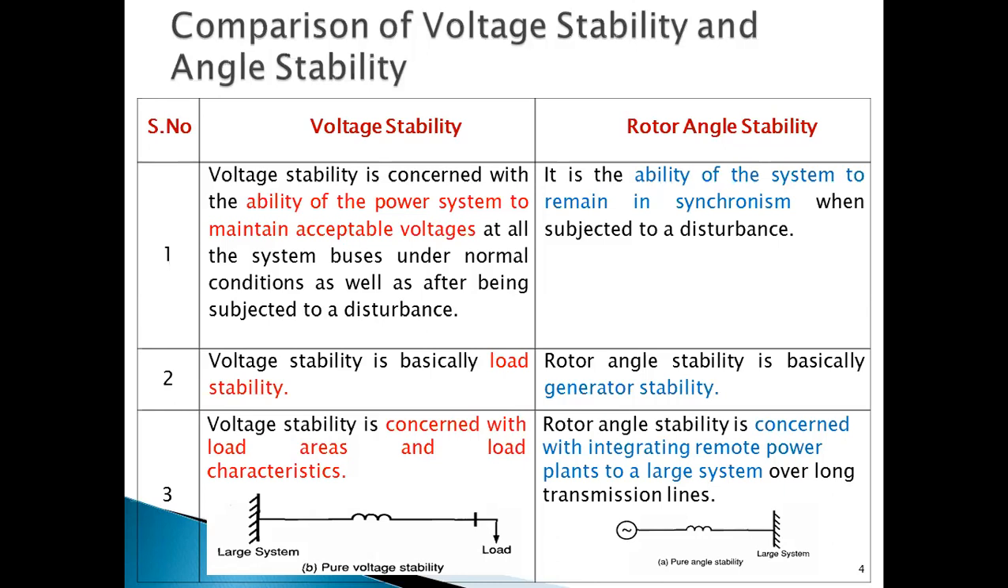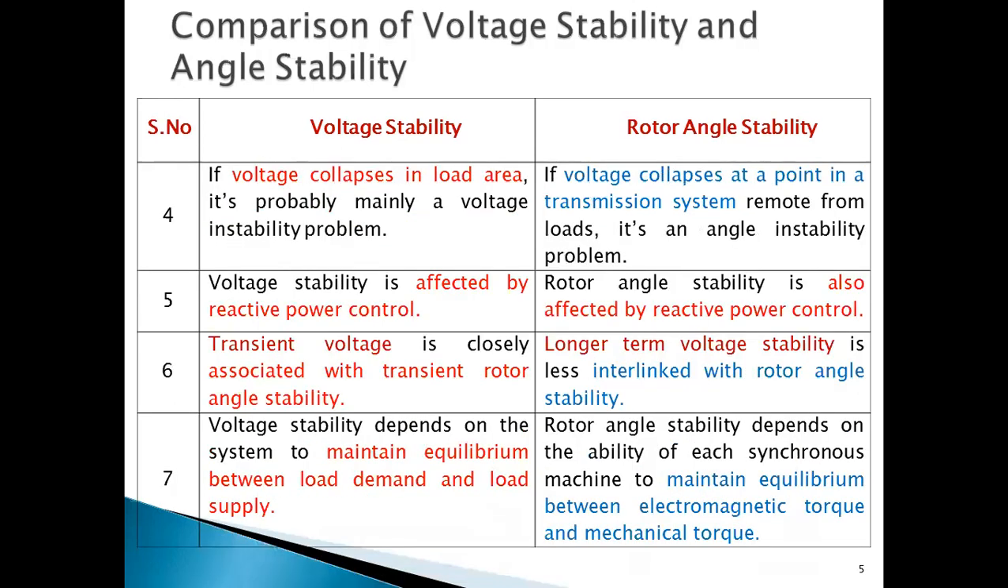The second point is, as the load is the driving factor for voltage stability, we generally call the voltage stability as load stability, whereas generator is the driving factor for the rotor angle stability. Therefore, it is called as generator stability. The third comparison is voltage stability is concerned with load areas and load characteristics. These are the influencing factor of voltage stability. Whereas rotor angle stability is concerned with integrating remote power plants to a large system over long transmission lines, as shown in figure.